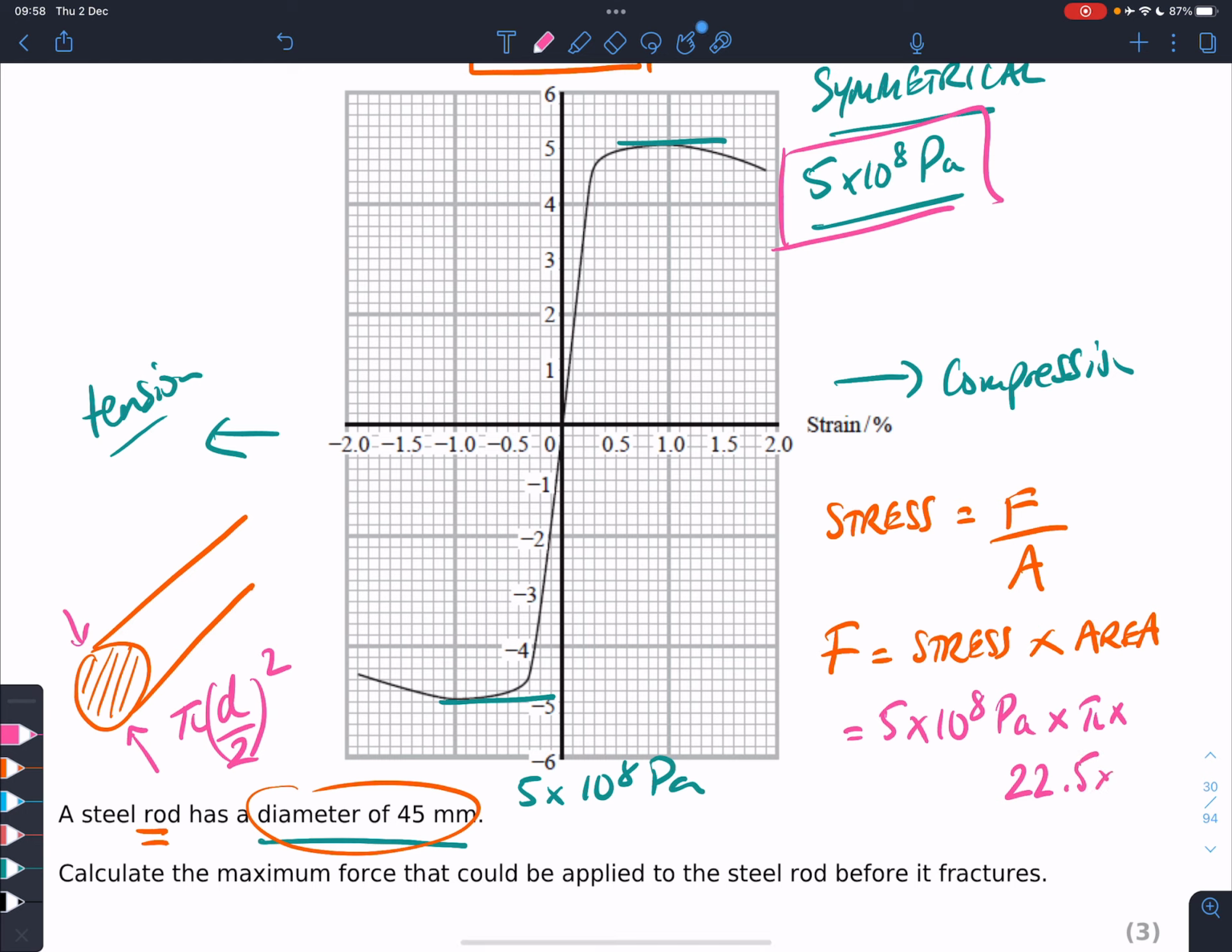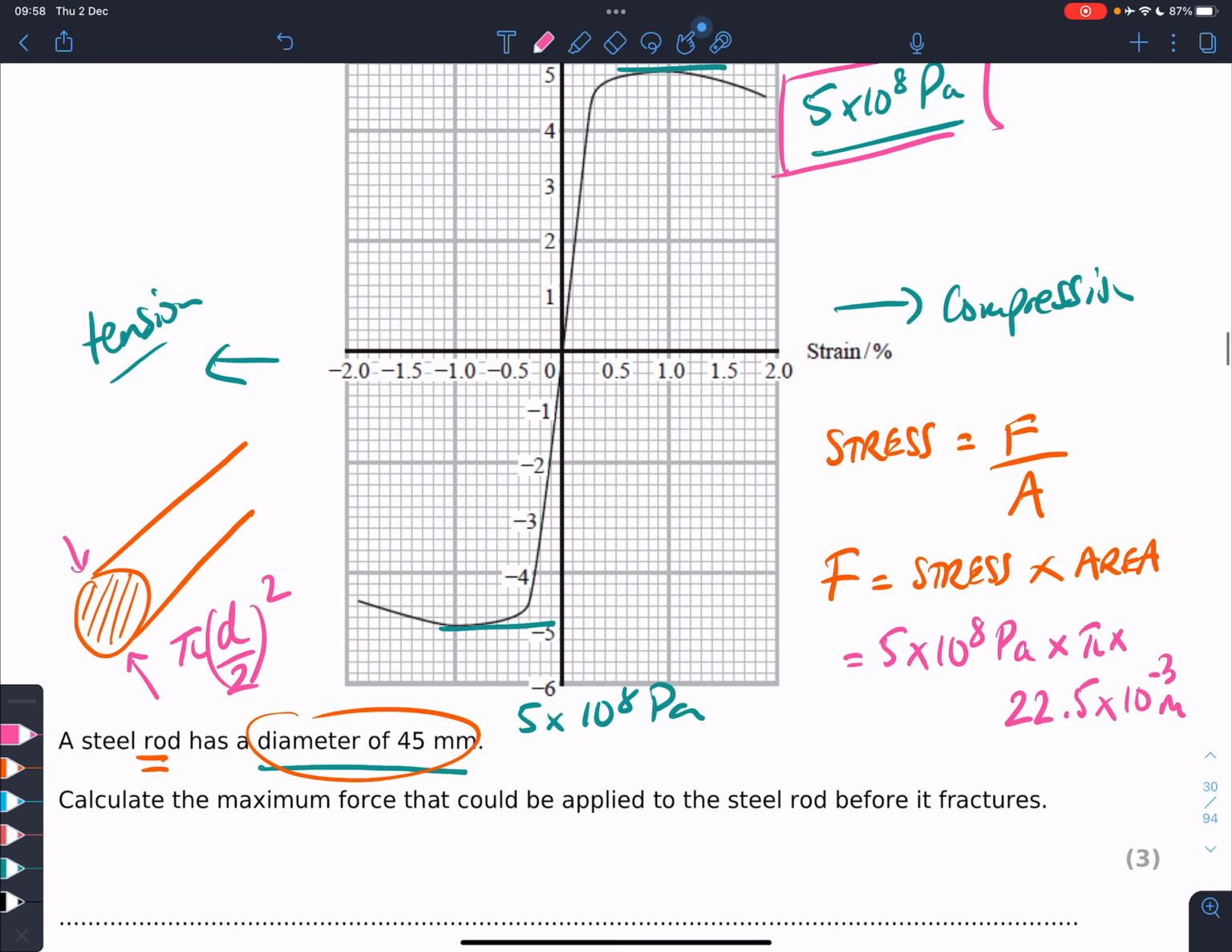22.5 times 10 to the minus 3 meters. And this is the radius now. Square all that. And let's do the calculation. So I'm going to turn it into meters right away. So 0.00225 squared times pi times 5 times 10 to the 8 pascals.